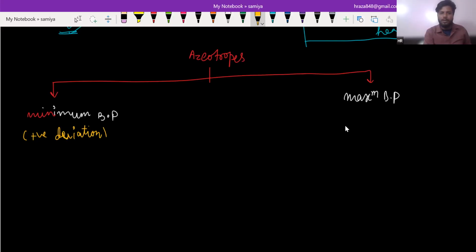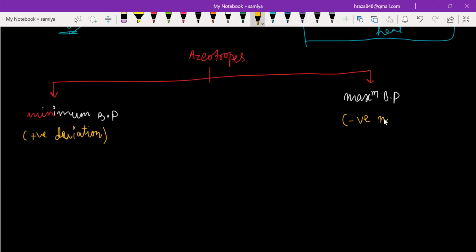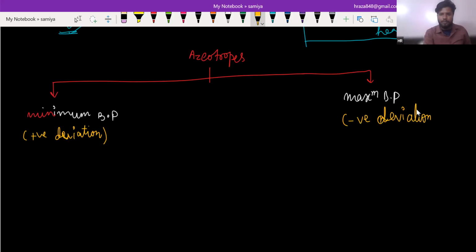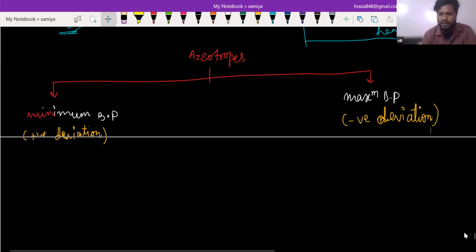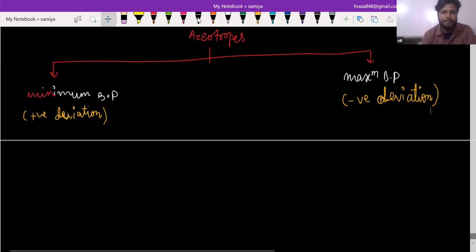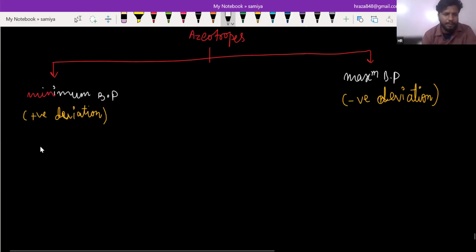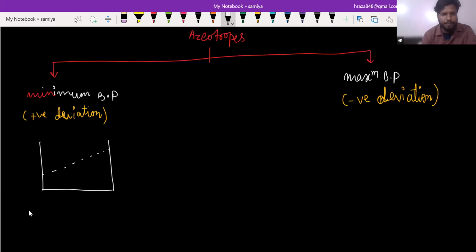And maximum boiling point will be shown by negative deviation. Negative deviation. Please write it. Now you can see C2H5OH. This is the mole fraction of C2H5OH.